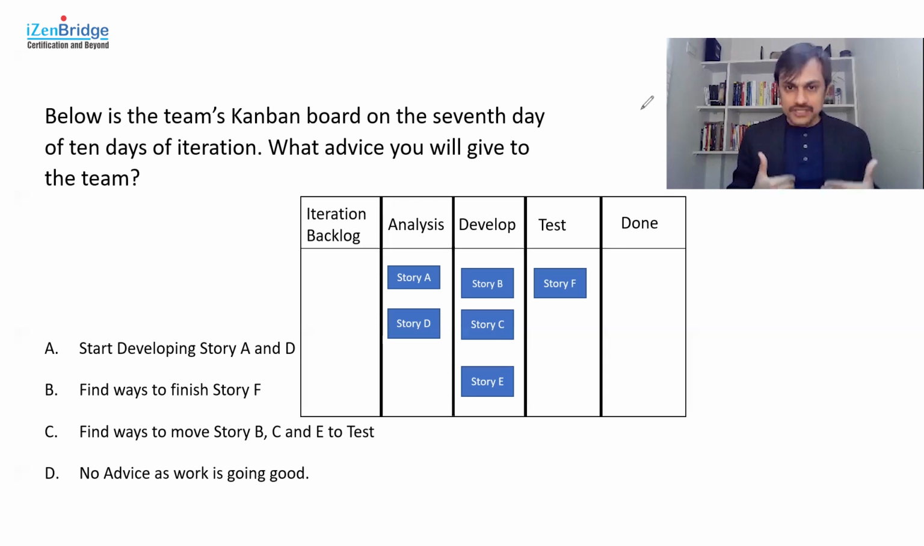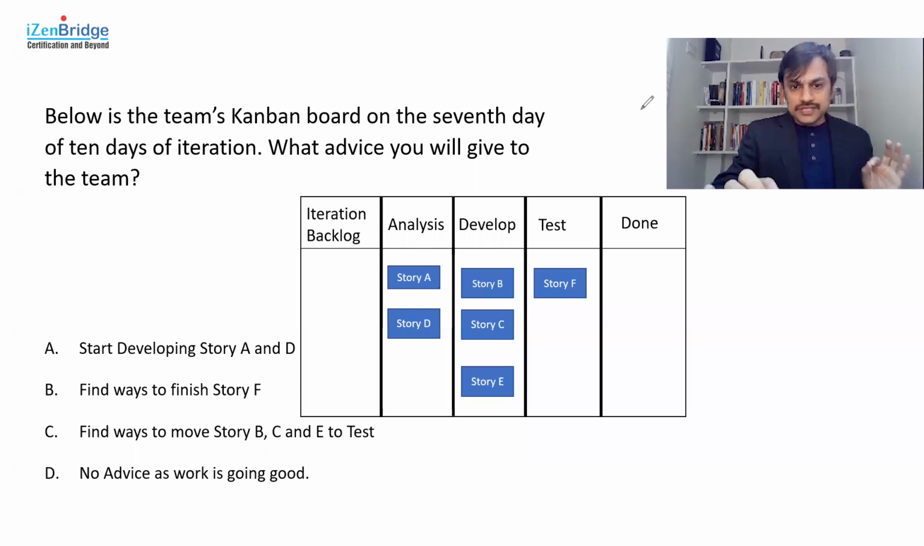And as a project manager, team leader, or scrum master, I probably need to give some advice. The work is not going well. There might be some reasons, but just looking at the board, I can't say no advice; there should be some advice. So I remove D out of it. Now A, B, and C all seem to be done. What we need to explore here is what is recommended in the agile way of working when things are in progress. That's the concept which is getting tested here.